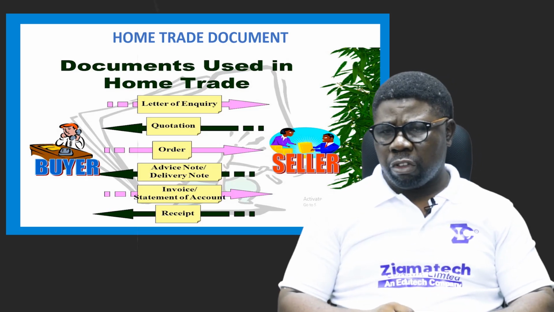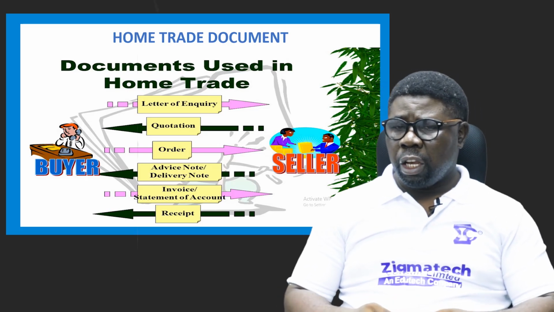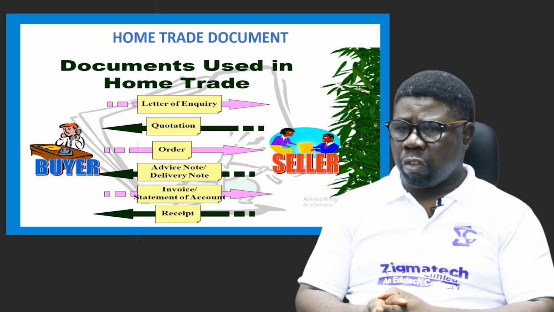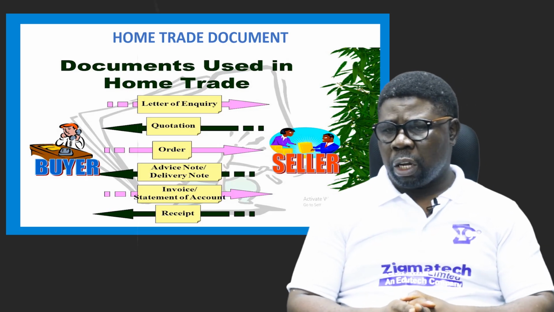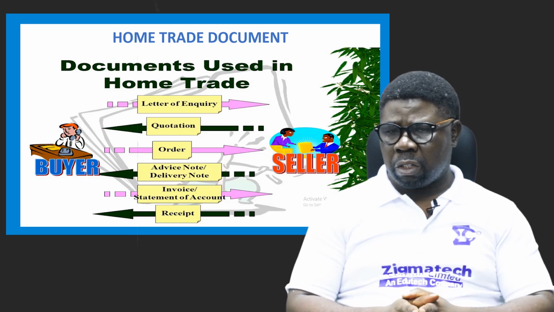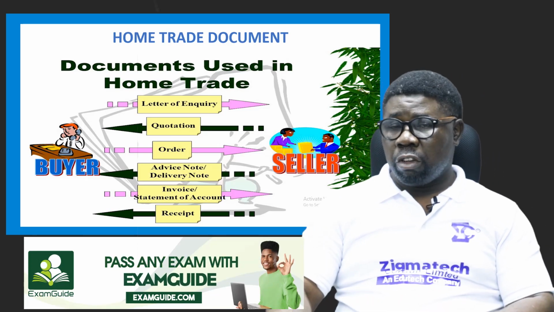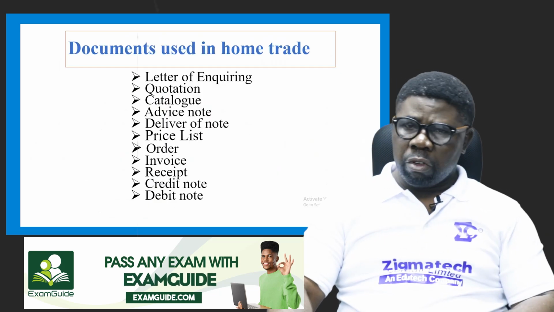Then the advice note, which is a delivery note as well, will be sent to you from the seller, telling you, okay, your goods are already on the way. It will arrive at such and such time. This is the content of what we are sending to you. An invoice also will be sent to you from the seller to make you know this is the details of our transaction, and also a receipt will be sent to you. So yes, that's the simple steps you're going to do in a transaction. These are some of the documents, not all. So let's look at the list.